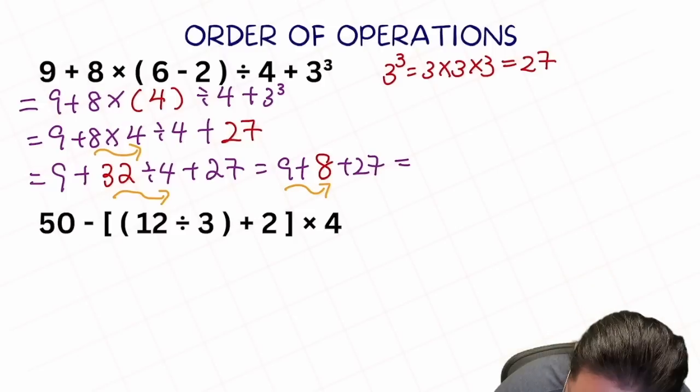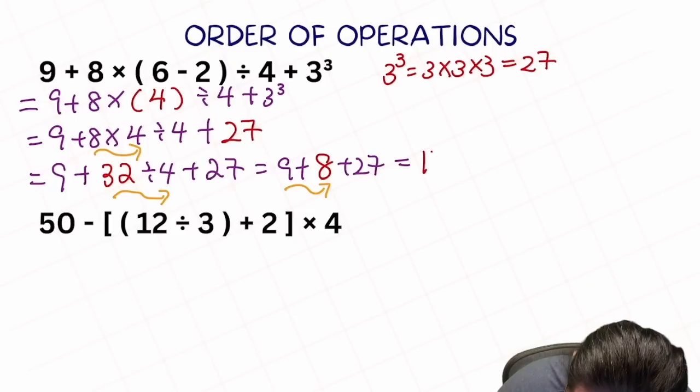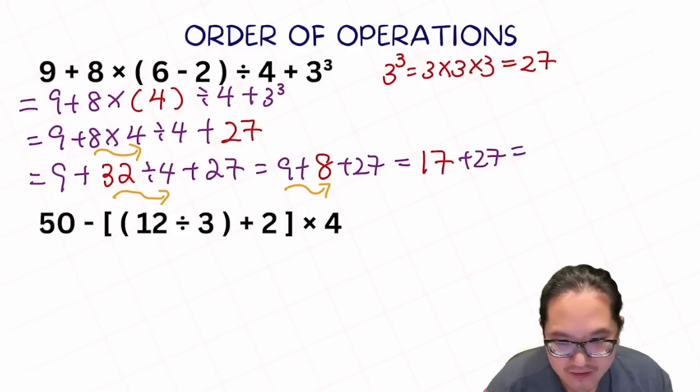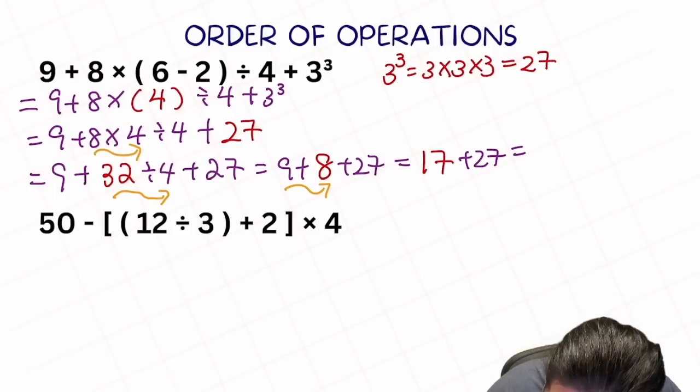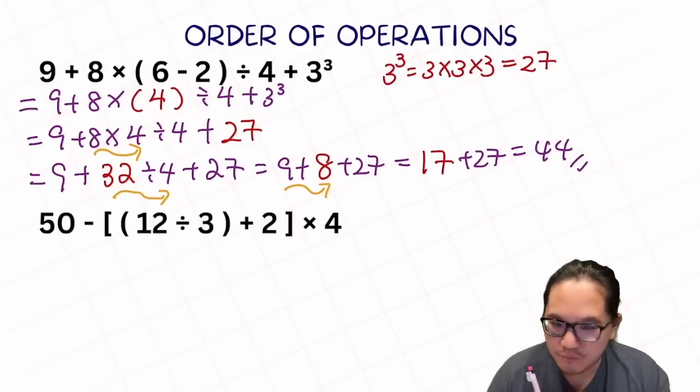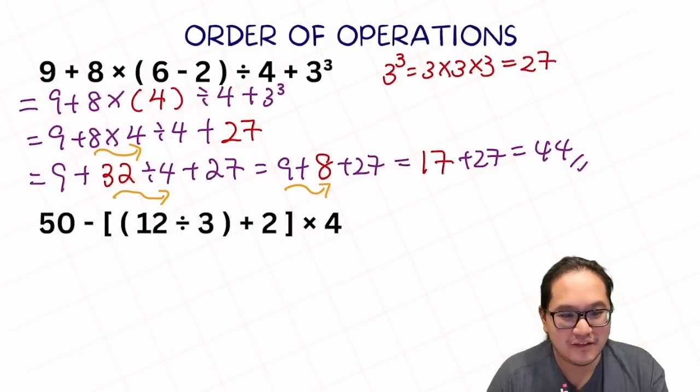So we know that 9 plus 8 equal to 17 plus 27. And the final step, 17 plus 27 equal to 44. And that will be our answer. See, you got this. Super easy, right? So now let's look at the next example.